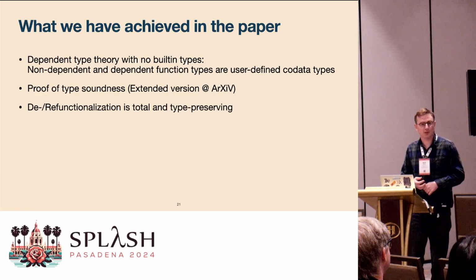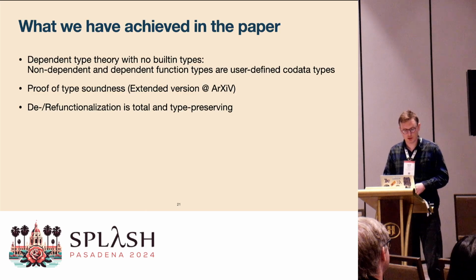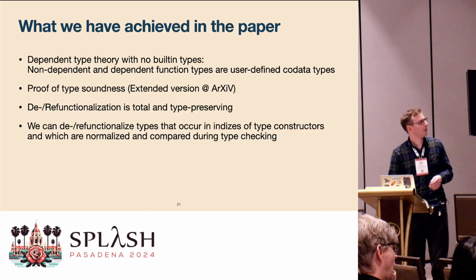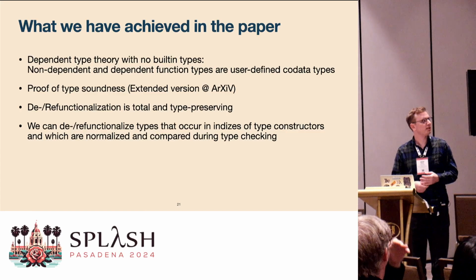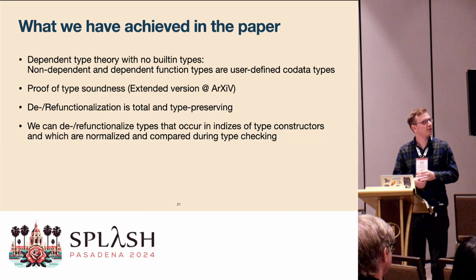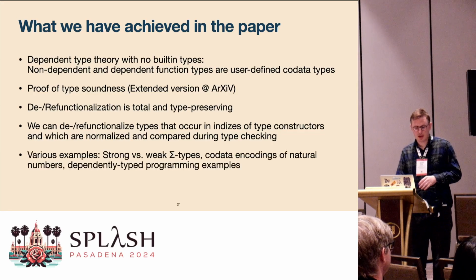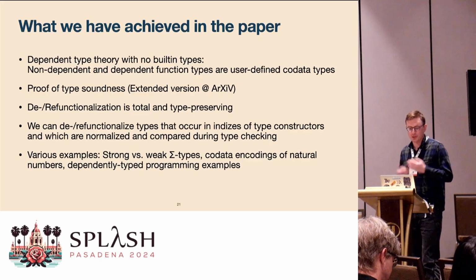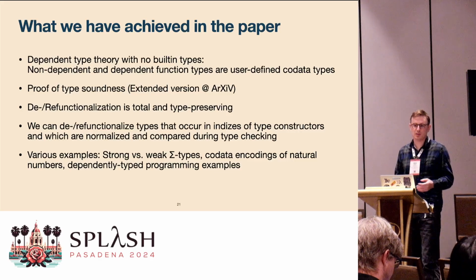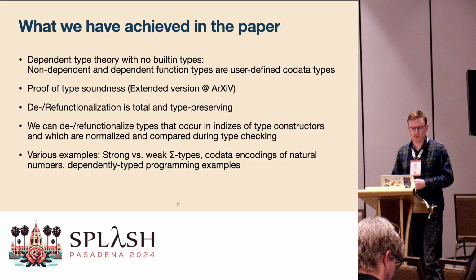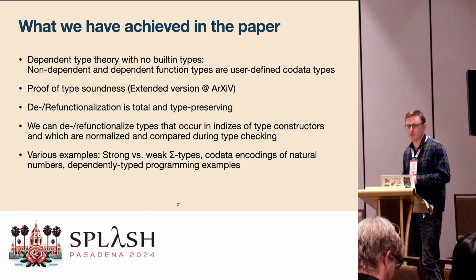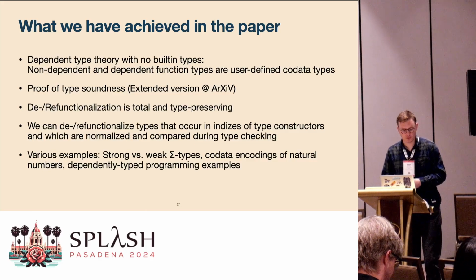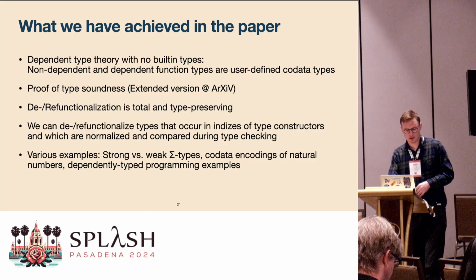We show that de- and refunctionalization are total transformations which are type preserving. We can de- and refunctionalize types that occur in indices of type constructors and which are normalized and compared during type checking. And we have various examples, such as strong versus weak sigma types, various different co-data encodings of natural numbers, so not just the Church encodings, but also, for example, the encodings by Foo and Stump, which also satisfy an induction principle. And we have some examples from dependently typed programming.